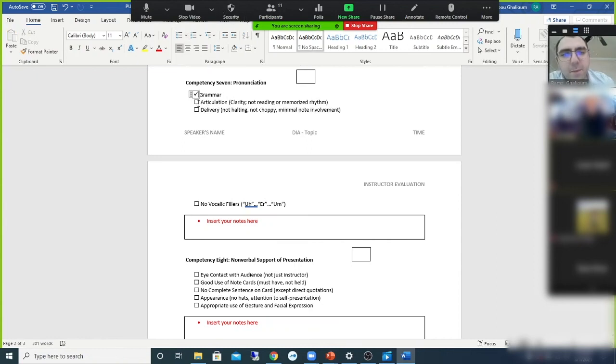Clarity, not reading or memorized rhythm. Are you articulate? Are you slurring your words? Are you clearly saying, the definition of the electric guitar is so-and-so? If you're looking up and obviously reciting from memory, that's the only time you'll get knocked for articulation. Now here, delivery and no vocalic fillers, that's where I'm going to lose a lot of points.